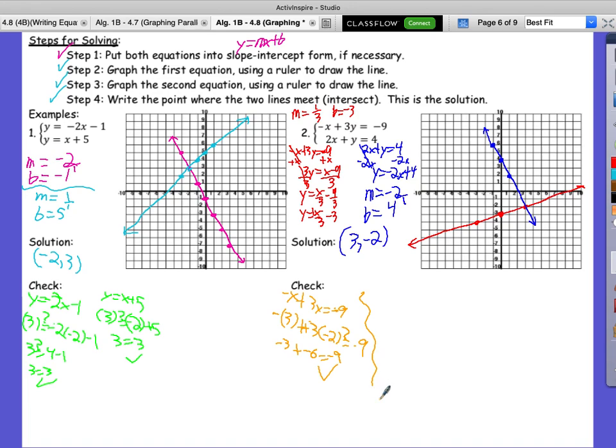So then the next one, 2x plus y equals 4. I plug these in to see if they work. 2 times 3 plus negative 2 equals 4. So, 2 times 3 is 6. Negative 2, 6 minus 2. Does 6 minus 2 equal 4? Yeah.